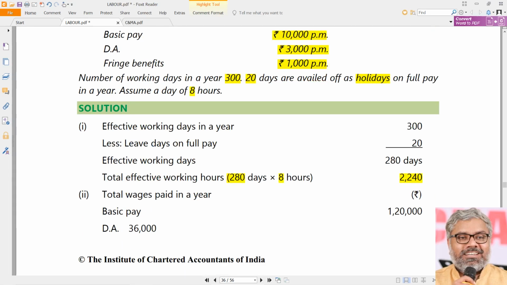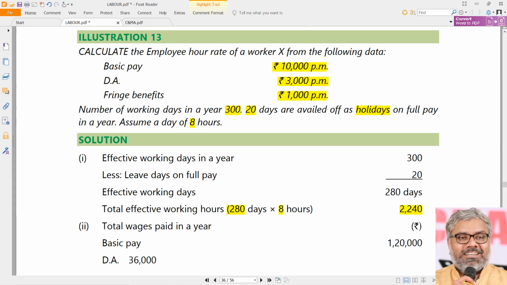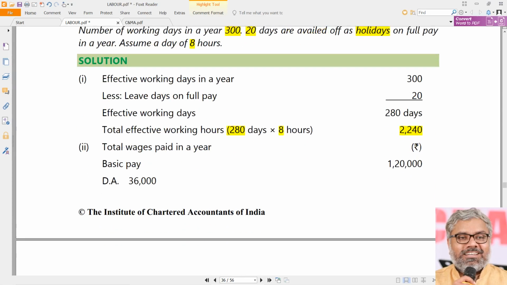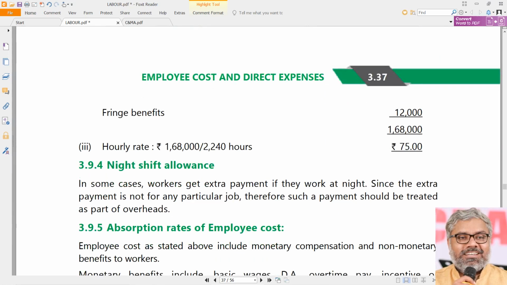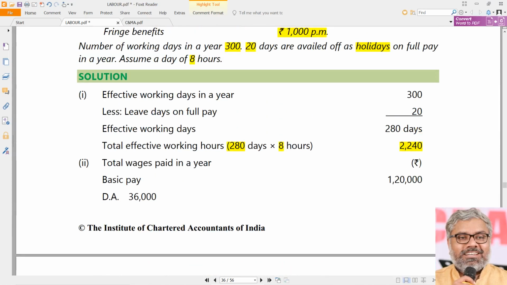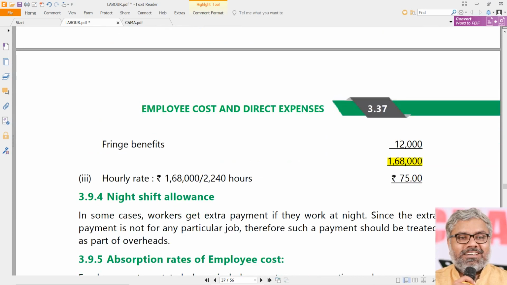That is a very clear and simple calculation. Then you know the total wages paid during a year, because these are all given per month, but here we are talking about the year. The number of hours in the year is 2240. Convert all these monthly figures to yearly. Basic becomes 1,20,000, DA becomes 36,000 and 12,000 fringe benefits. Total salary is 1,68,000. So 1,68,000 divided by 2,240 gives us an hourly rate of 75 rupees.